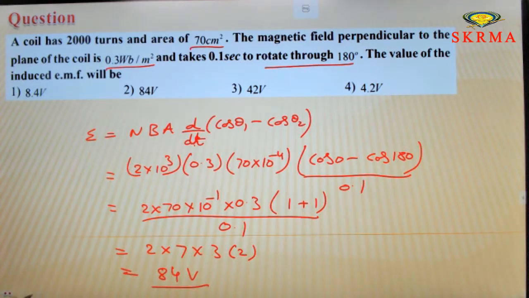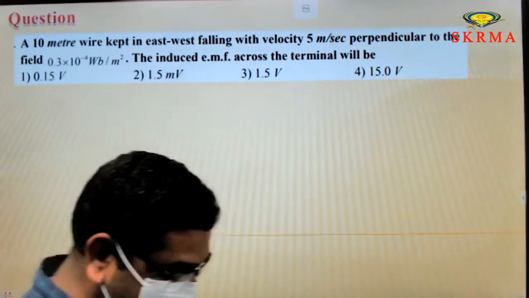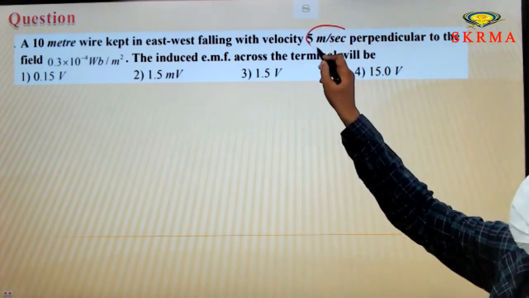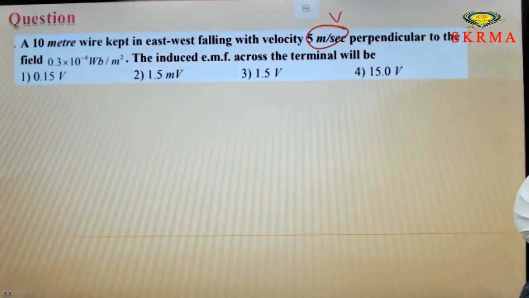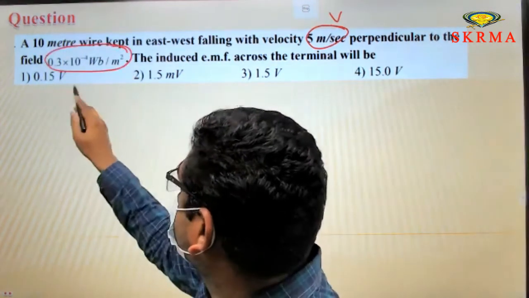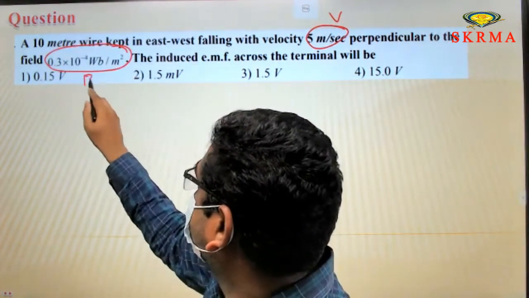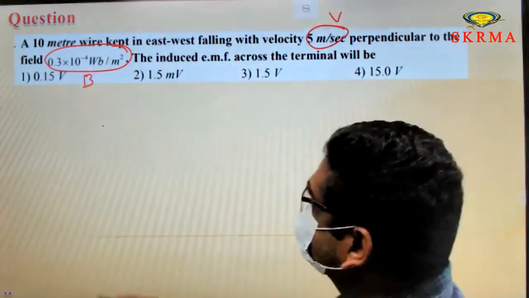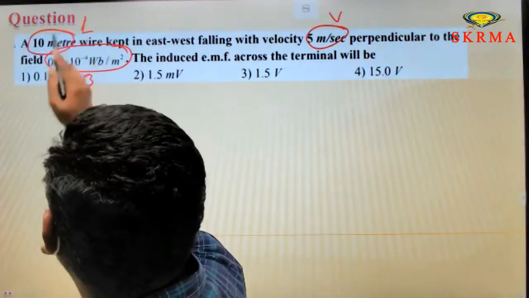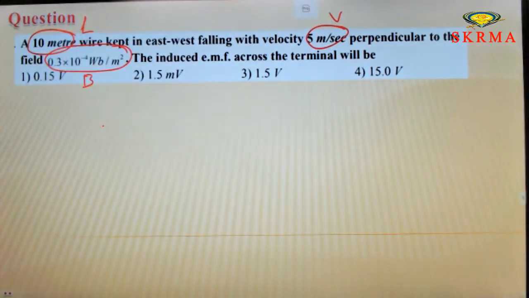Now go through the next one. Next question. A 10-meter wire kept in east-west falling with velocity 5 meter per second. So velocity is given as 5 meter per second. Perpendicular to the magnetic field 0.3 into 10 power minus 4 Weber. That means magnetic field also given. 10-meter wire, that means this is nothing but length of the wire L. So 3 quantities are given. Now, what is the induced EMF?